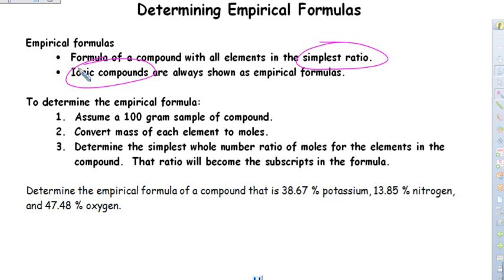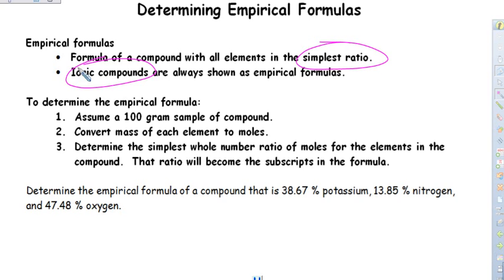Now, if I look down at this problem here, I have percent composition data. I want to determine the empirical formula of a compound that is about 38% potassium, about 13% nitrogen, and about 47% oxygen by mass. So in the last couple videos, we were looking at determining the percent composition. Now it's flipped. We're given the percent composition, and we want to determine the formula.